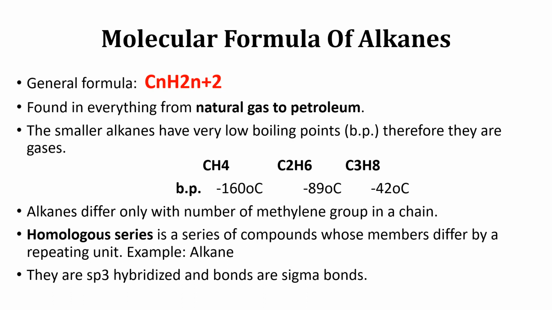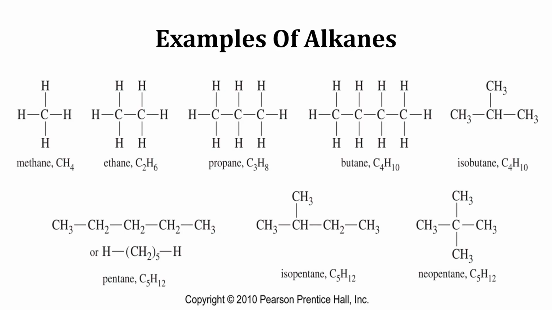Alkanes differ only in the number of methylene groups in a chain. A homologous series is a series of compounds whose members differ by a repeating unit. For example, alkanes differ by a methylene group. Alkanes are usually sp3 hybridized and bonds are sigma bonds. Some examples of alkanes include methane, ethane, propane, butane, and isobutane. Notice that all atoms in alkanes are sp3 hybridized and the bonds are sigma bonds.